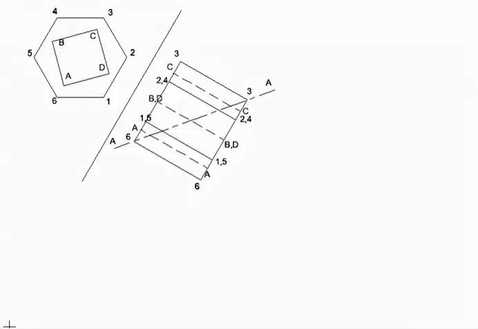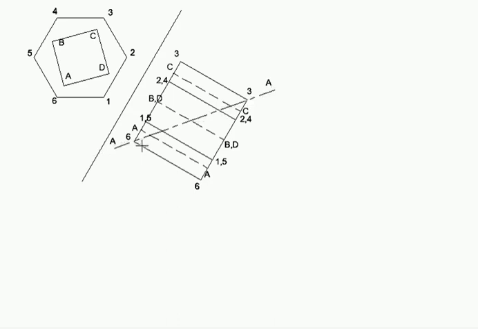What you can see here in front of you is the given view. I haven't added everything, but what I have done is to label. Take note that I've labeled the hexagon prism as 1, 2, 3, 4, 5, and 6. And the square prism, or the hole that's in it, was A, B, C, and D. I've also done the section line AA, as you can see.